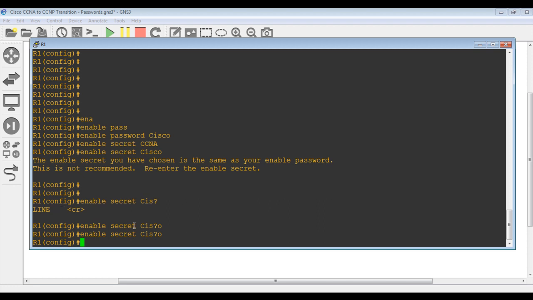So if we want to use the question mark as a part of the password, we have two ways. Either use escape Q or use Control V and then use the question mark later.